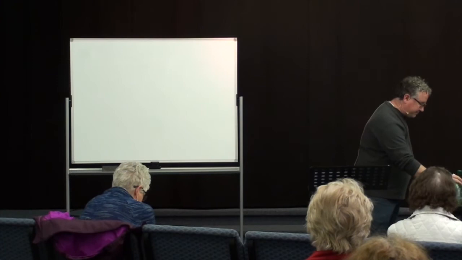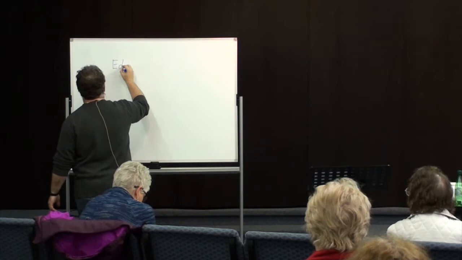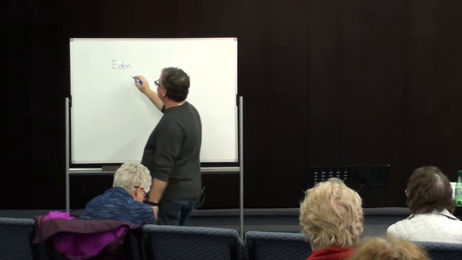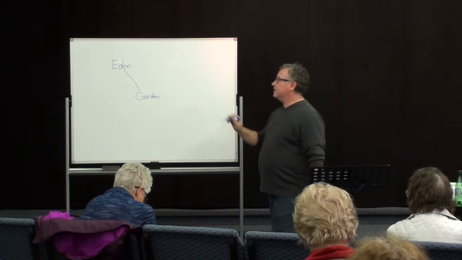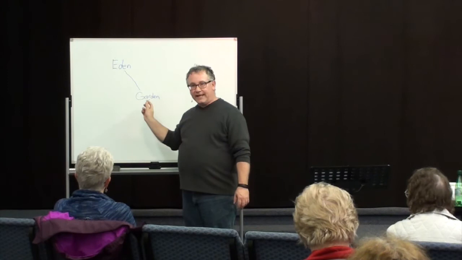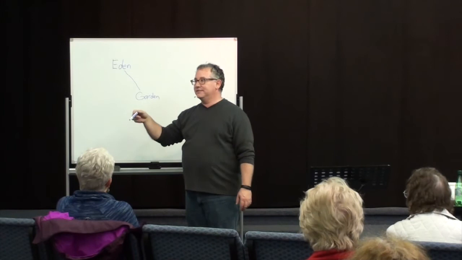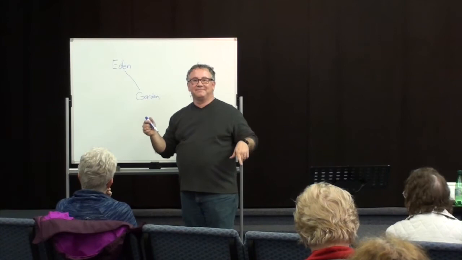All right. So in that account, basically what we have is Eden. Now it says that a river flowed from Eden to the garden. So the land is not the Garden of Eden. The land is Eden. There was a garden in the land of Eden. Okay? So we don't just have the Garden of Eden. We have the garden in the land of Eden, because it says, from Eden, a river flowed.